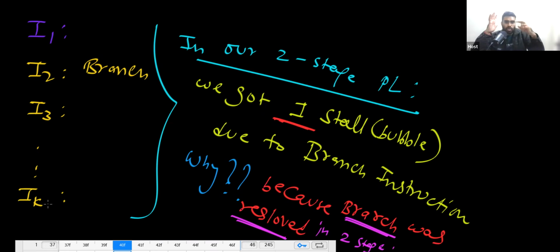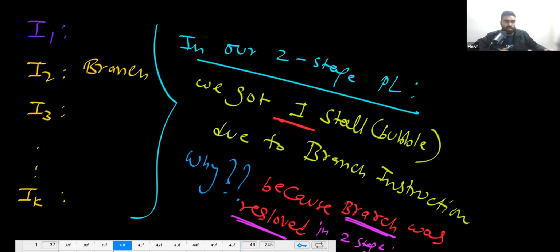Because you are resolving the branch in the second stage. In the second stage, you are finding which instruction to execute, what should be the next instruction that should be executed. By that time, one unwanted guest has already come in your party. Okay, so you should throw him out. That is the reason, because you are resolving in the second stage. One unwanted guest came in your party. Is this clear?